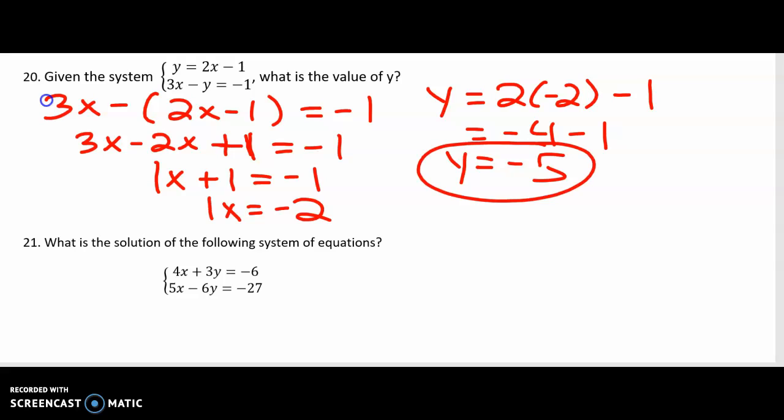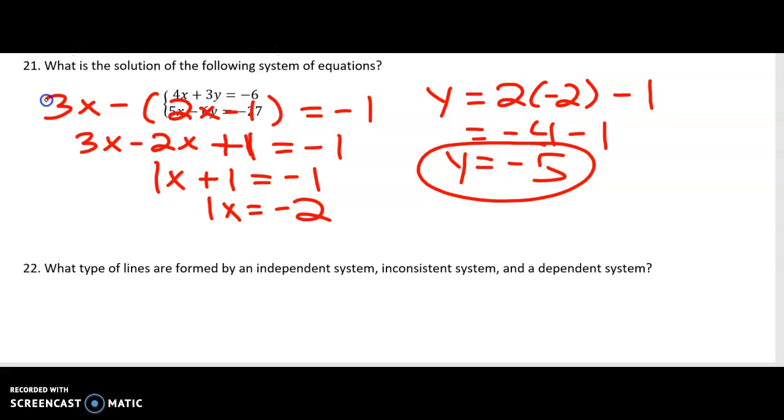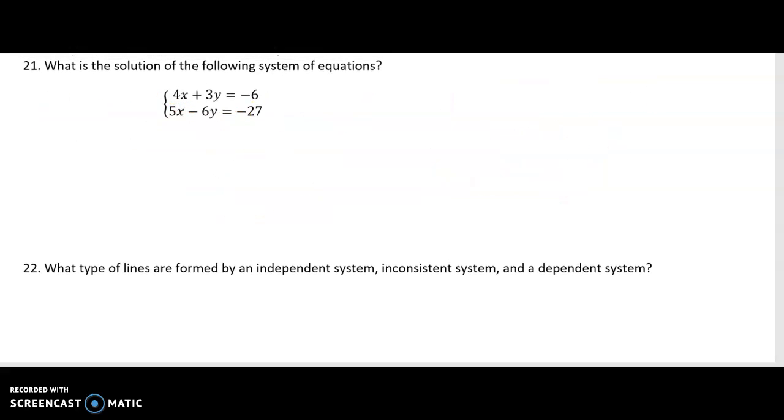Next one was the solution to the following system of equations. So once again, I need both x and y here. You have choices. However, I believe this is better for elimination, but it is up to you. What I'm going to have to do is start by multiplying either my top or my bottom line to get an elimination statement here. Personally, I'm going to try to eliminate from my top line. I'm going to multiply that entire line by 2. So my new line is going to look like this: 8x plus 6y is equal to negative 12.